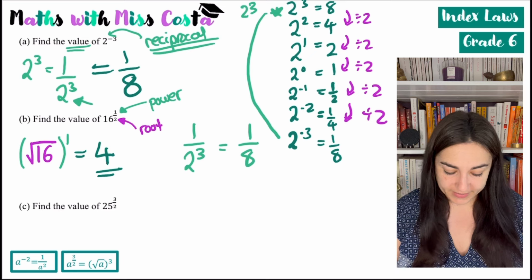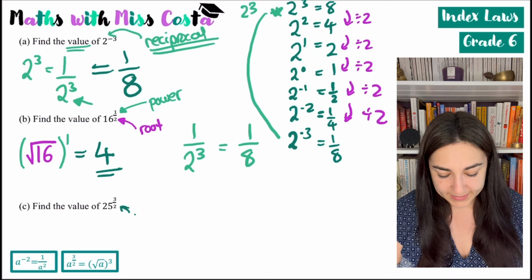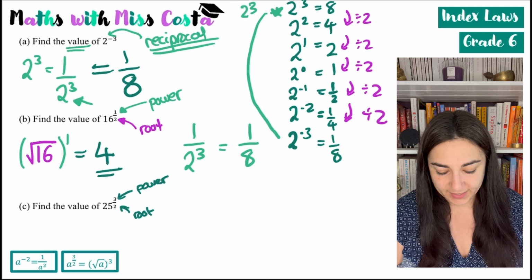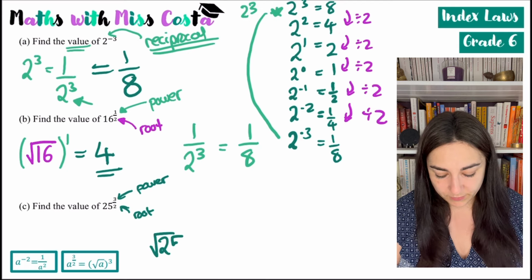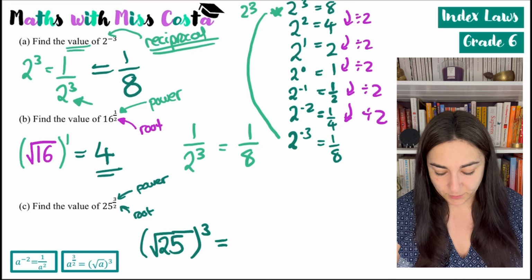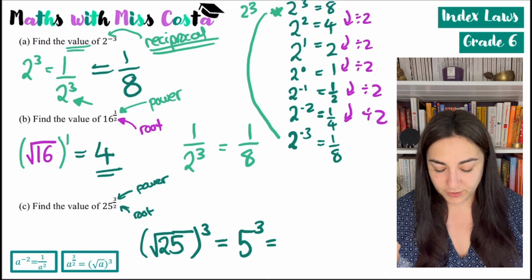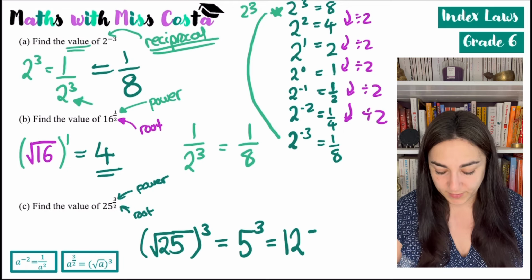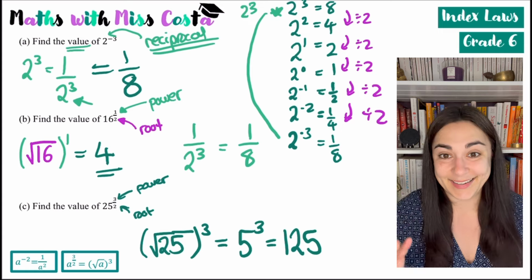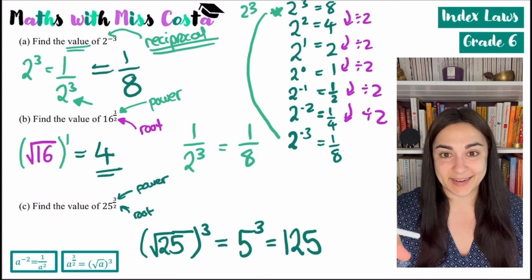So let's have a look at a slightly trickier one. Remember, the root is the denominator and the power is the numerator. So you always do the root first. So I'm going to say the square root of 25, and then that needs to be cubed. What's the square root of 25? That's 5. So I need to work out what 5 cubed is. 5 times 5 is 25. Times by 5 is 125. So these are the key things you need to know for the fractional and negative indices.